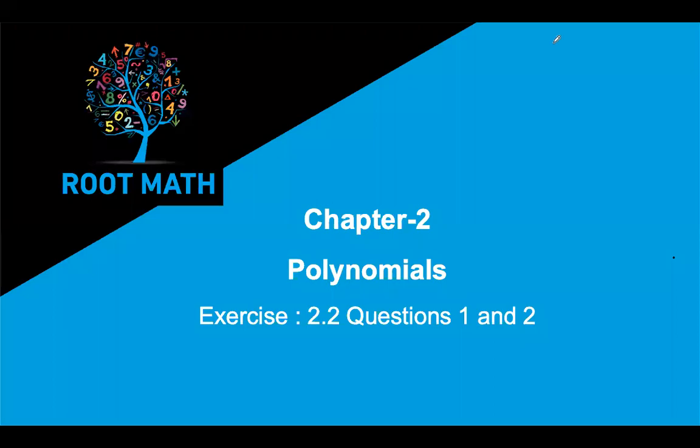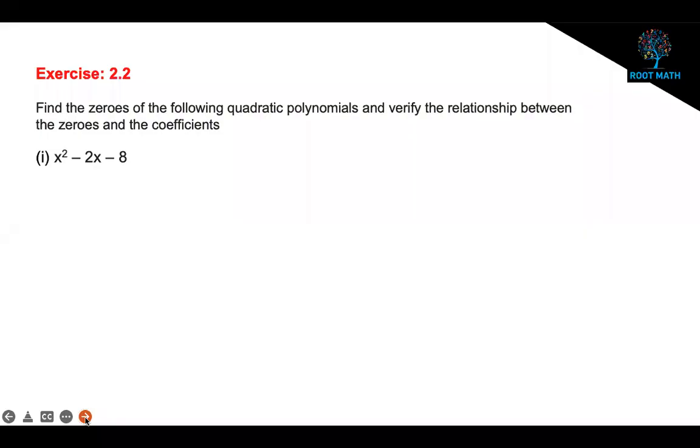Chapter 2 Polynomials, Exercise 2.2, Questions 1 and 2. So from this exercise, we have already learned the example questions. Now, exercise questions. From the examples, we have learned what is the relation between the zeros of the polynomial and the coefficients of the variable. So throughout the exercise, also the same type of questions are discussed.